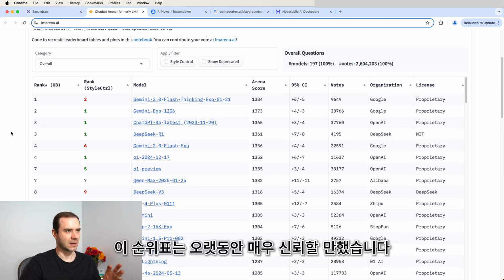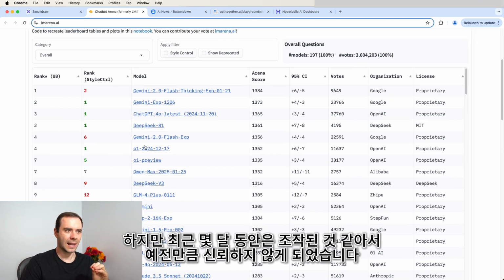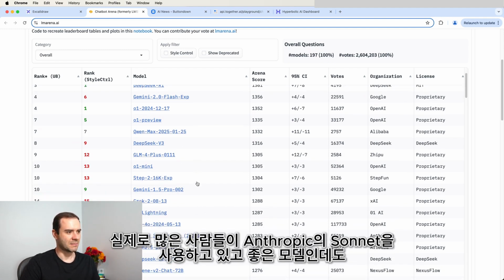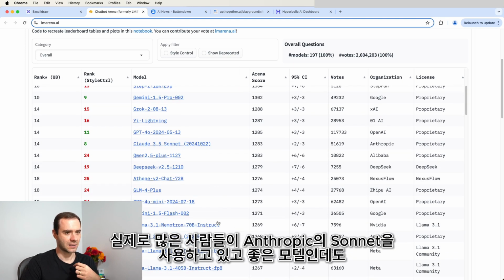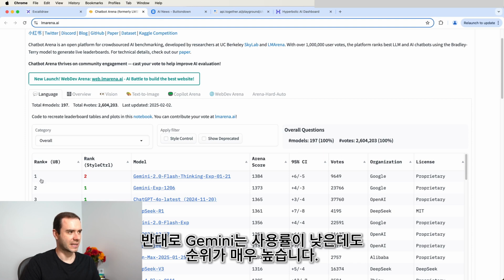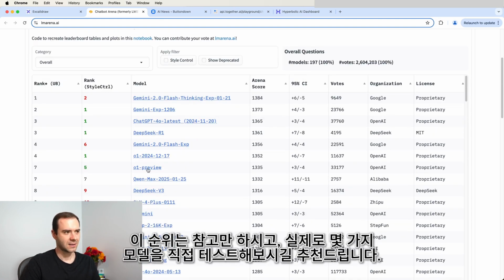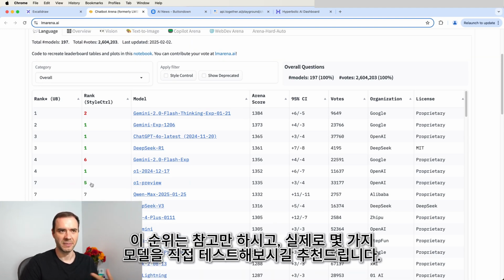Now, I will say that this leaderboard was really good for a long time. I do think that in the last few months, it's become a little bit gamed, and I don't trust it as much as I used to. I think just empirically, I feel like a lot of people, for example, are using Sonnet from Anthropic, and that it's a really good model, but that's all the way down here at number 14. And conversely, I think not as many people are using Gemini, but it's ranking really, really high. So I think use this as a first pass, but try out a few of the models for your tasks and see which one performs better.